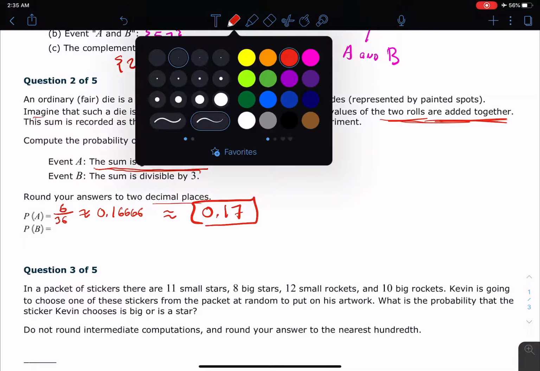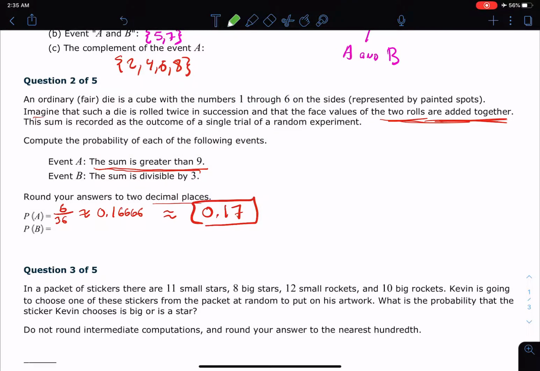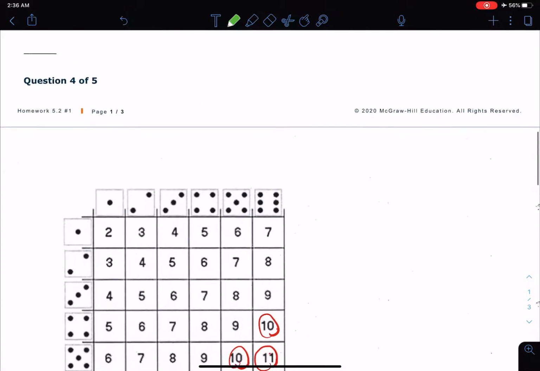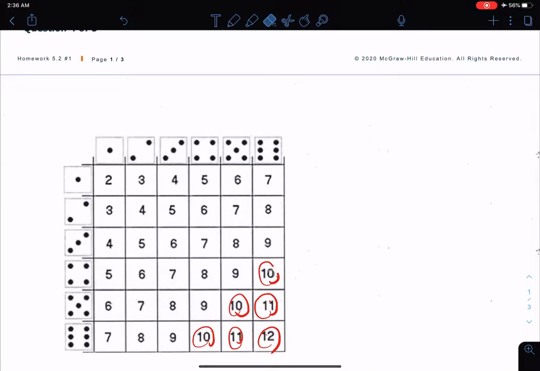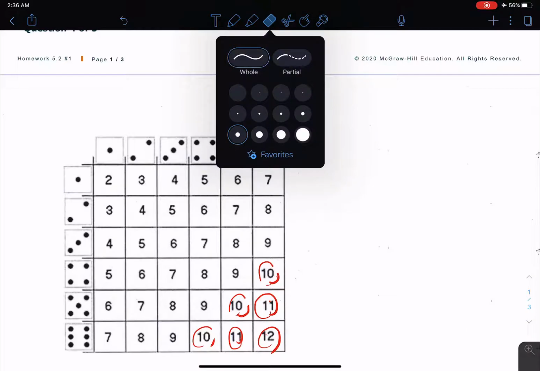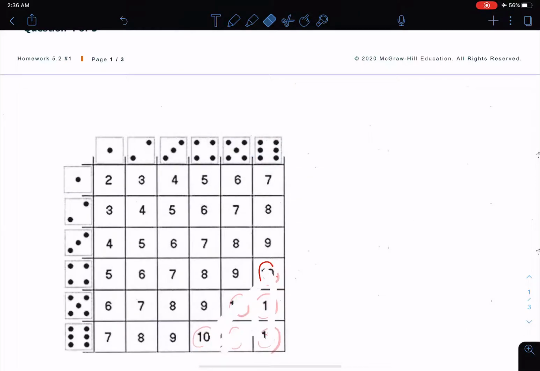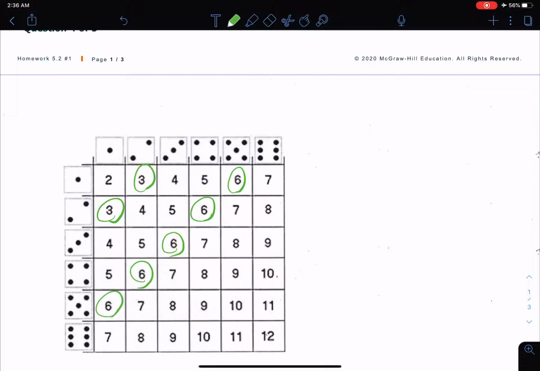Okay, and then the next problem that we're looking for is the sum is divisible by 3. The sum is divisible by 3. So the sum, let's see. The sum is divisible by 3. So which numbers are divisible by 3? Well, 3 is divisible by 3, and 6 is divisible by 3, and 9 is divisible by 3, and 12 is divisible by 3.